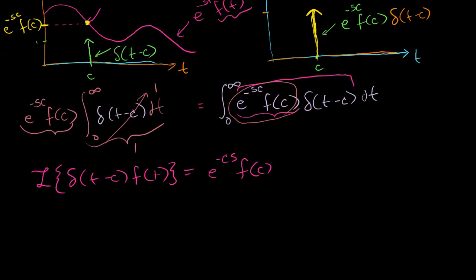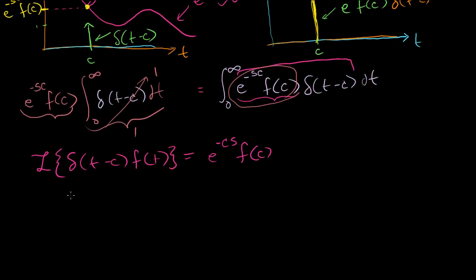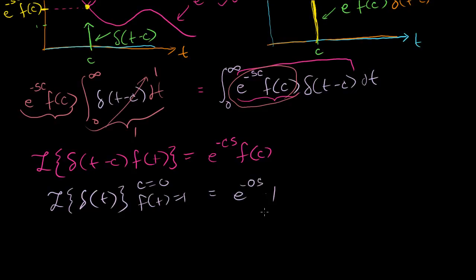So from this, we can get a lot of interesting things. What is the Laplace transform of just the plain vanilla delta function? In this case, c is equal to 0, and f of t is equal to 1. It's just a constant term. So the Laplace transform of this is just e to the minus 0 times s times 1, which is just equal to 1. So the Laplace transform of our delta function is 1, which is a nice, clean thing to find out.